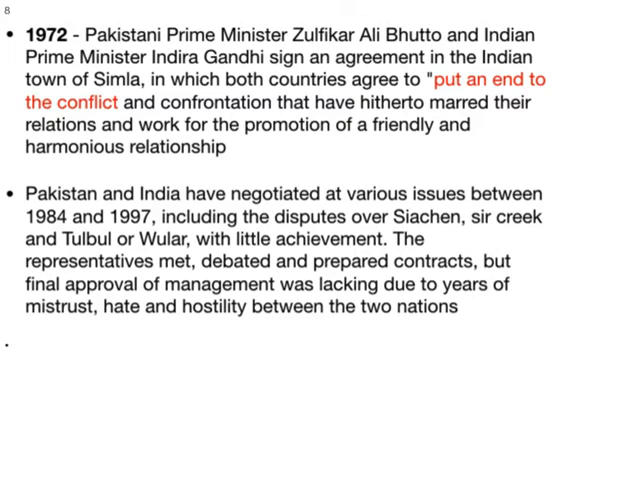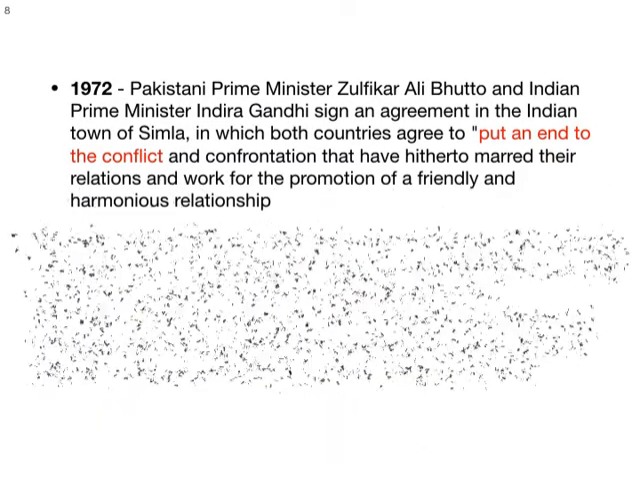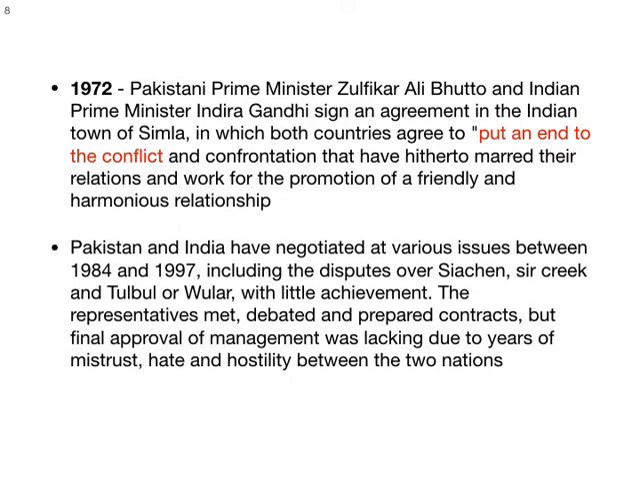But Pakistan and India negotiated various issues between 1984 and 1997 as well. Those several issues included Siachen, Sir Creek, and the Wular Barrage, with little achievement. They debated and prepared contracts, but final approval was lacking due to these years of mistrust, hate, and hostility between the two nations. So it didn't work out. Various things were sorted out, discussions were there, even the drafting of several contracts, but it didn't work out well, and that's why the relationship has always been strained with India.